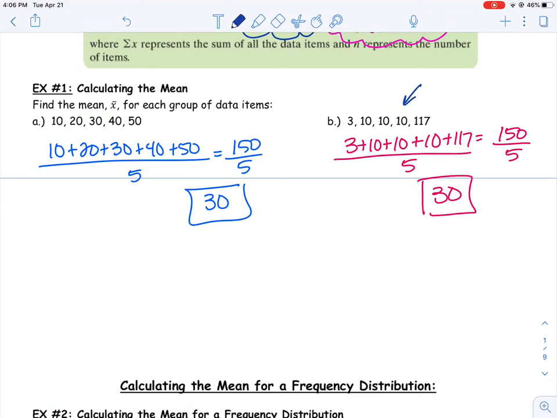The mean happens to be the same on both of these, but it doesn't represent the data items in part B as closely as it does in part A. So you just have to be careful when you calculate the average or the mean.